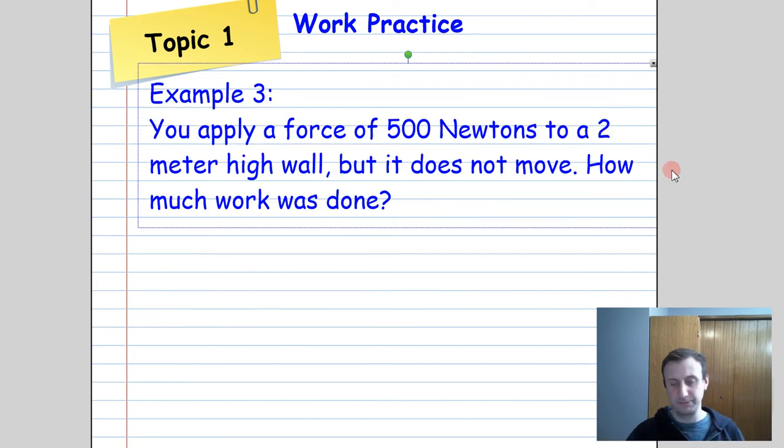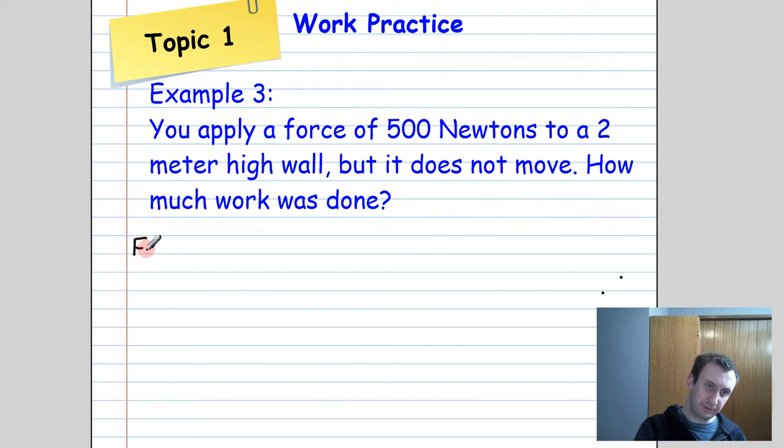Third example, you can try this one out as well. Put in the answer and let's see if you're right. So you apply a force of 500 newtons to a 2-meter high wall, but it does not move. How much work was done? So I have a force of 500 newtons to a 2-meter high wall.